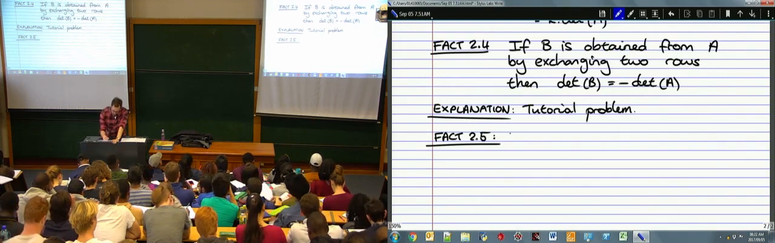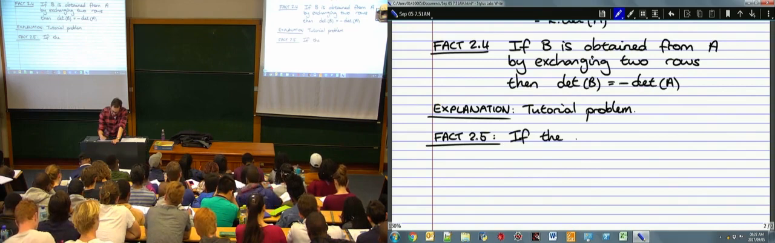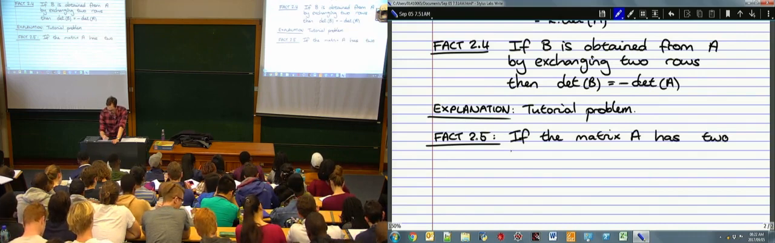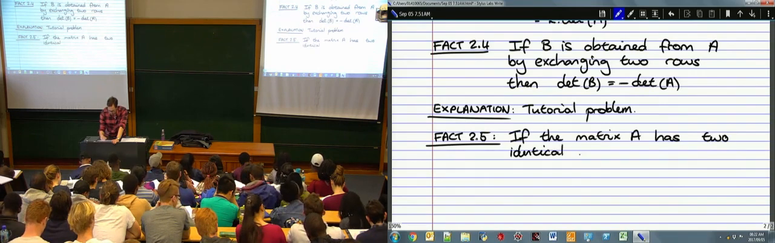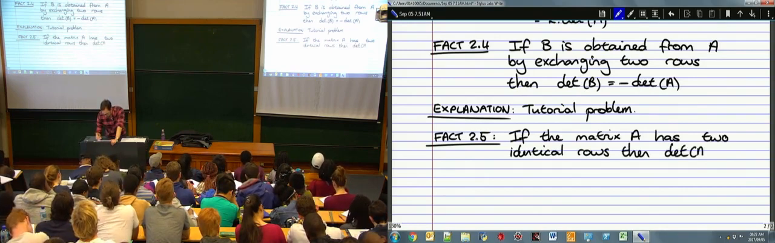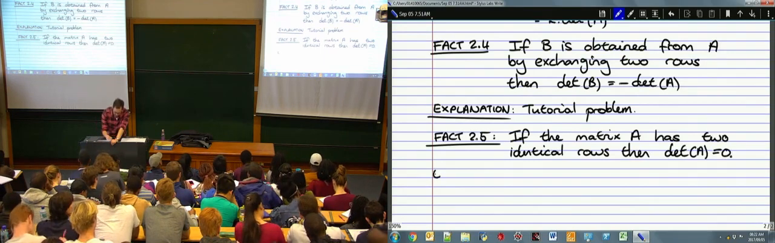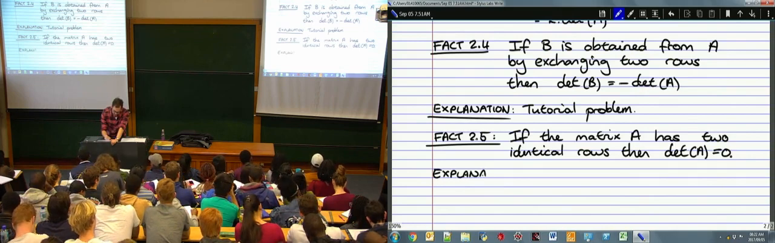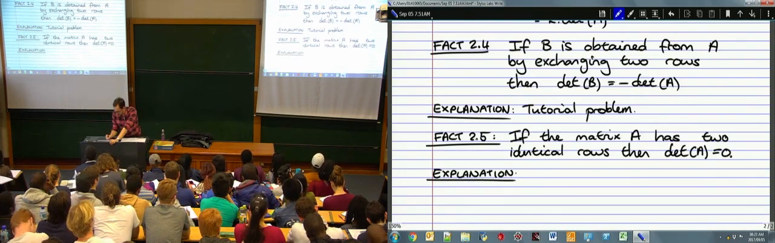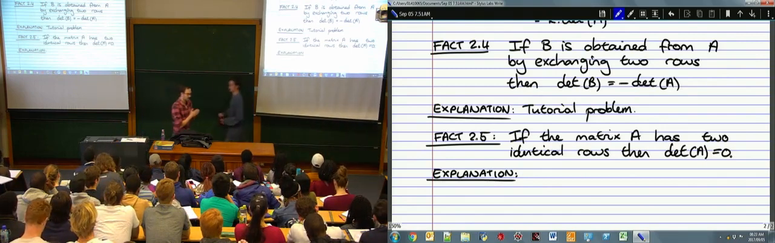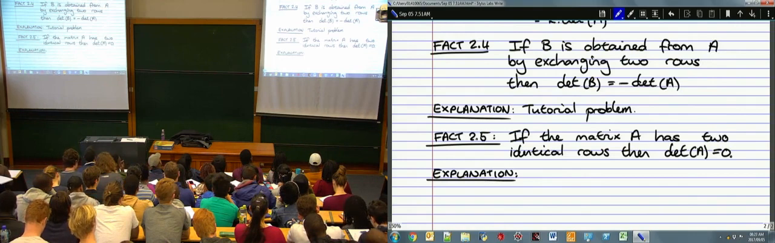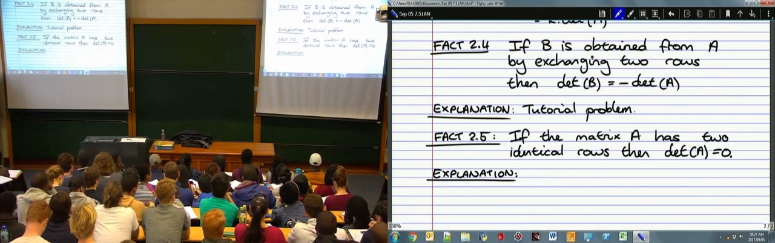Right. Fact 2.5 is the following. So if the matrix A has two identical rows, then the determinant of A is equal to 0. If you've got two identical rows, then the determinant of A is equal to 0. Any suggestions for why this is true, or how we might understand this?